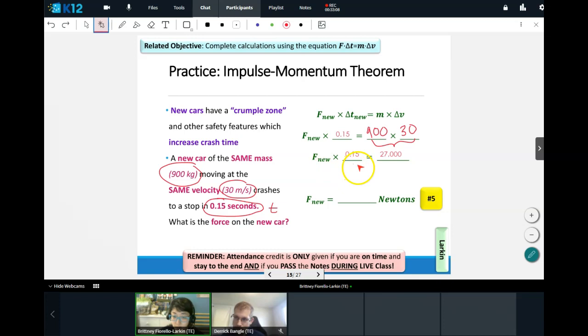So to get rid of multiplying by 0.15, I need to do what? Yes, we need to divide by 0.15. Last time we divided by 0.02 because we had less time. This time, though, we're going to divide by 0.15. Whatever I do to the left side, I also need to do where? Exactly, to the right side. So I'm going to divide by 0.15 on the right side.